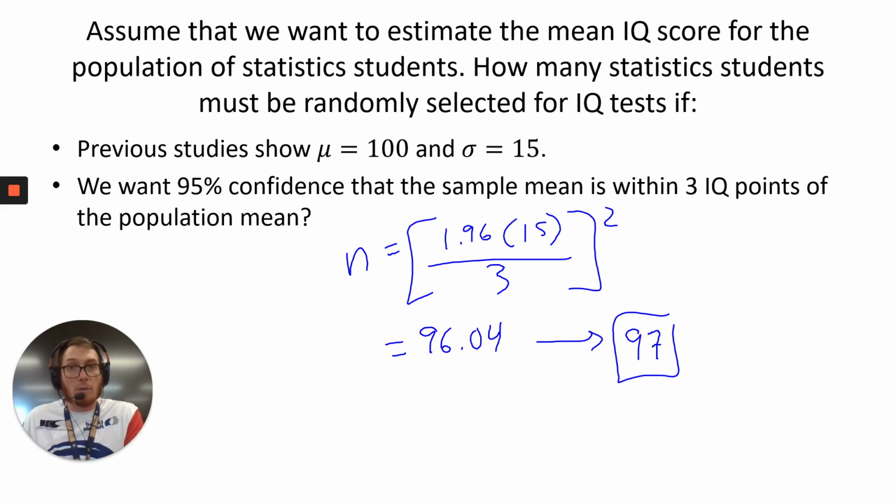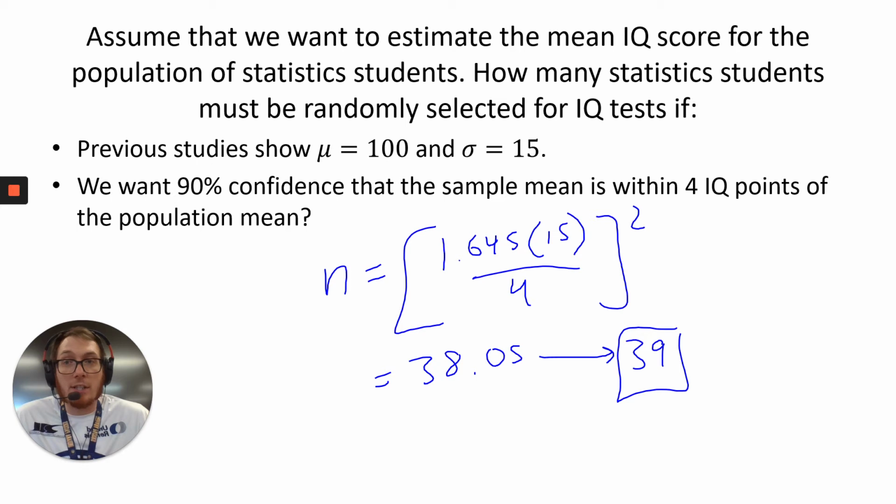Now, for the proportion questions, when it was a percent, we had to make it a decimal. That is not the case for these questions because these are just numbers. This is 3 IQ points. We don't want to make it 0.03 IQ points. It's just 3. So you have your z-score times the standard deviation, then divide by the 3 IQ points because that's the margin of error. Anytime you see within so many points or within so much, that's the margin of error, and square it. You should get 96.04, and always round up. Even if it's 0.04 like this one, you still round up because you have to make sure you cover enough people in order to be successful for your sample size.